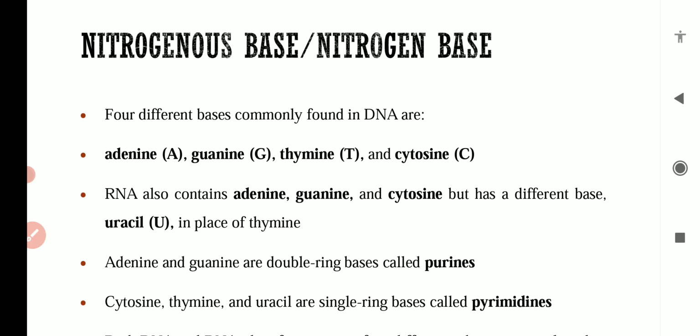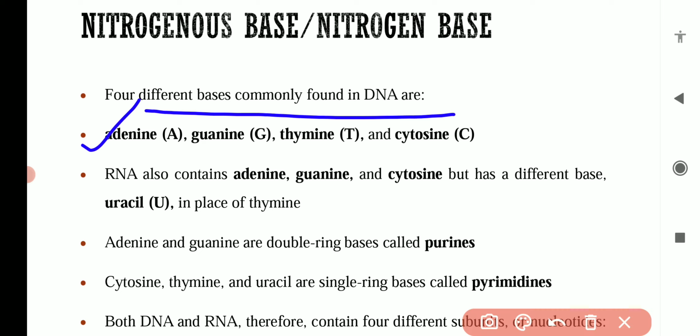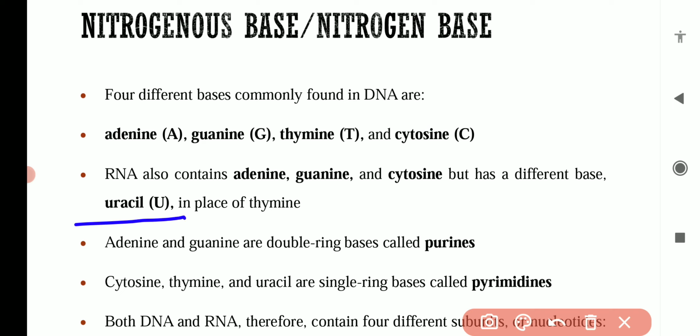Second component is the nitrogenous base or nitrogen base. Basically 4 different bases are present in DNA: adenine, guanine, thymine and cytosine. RNA also has 4 nitrogenous bases, but in place of thymine, uracil is present. Sorry, so in case of RNA, the 4 different nitrogenous bases are adenine, guanine, cytosine and uracil.